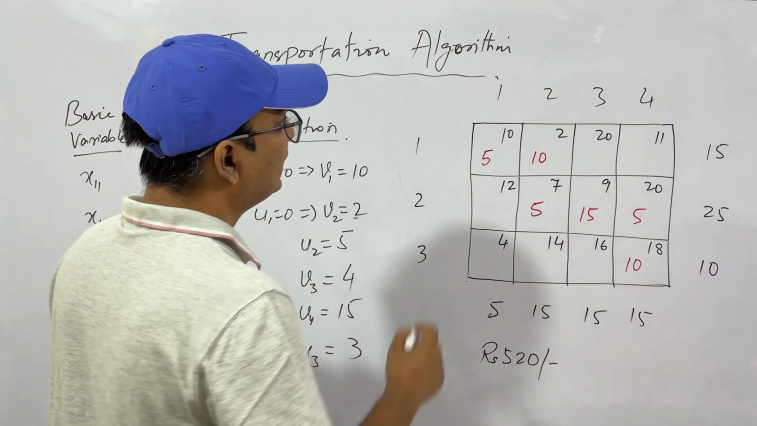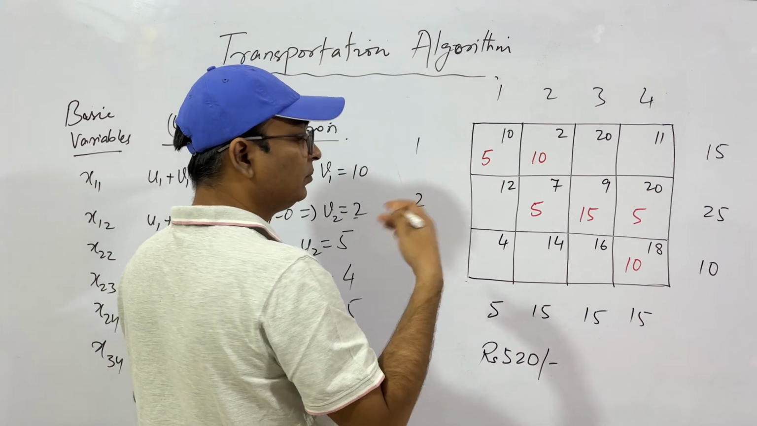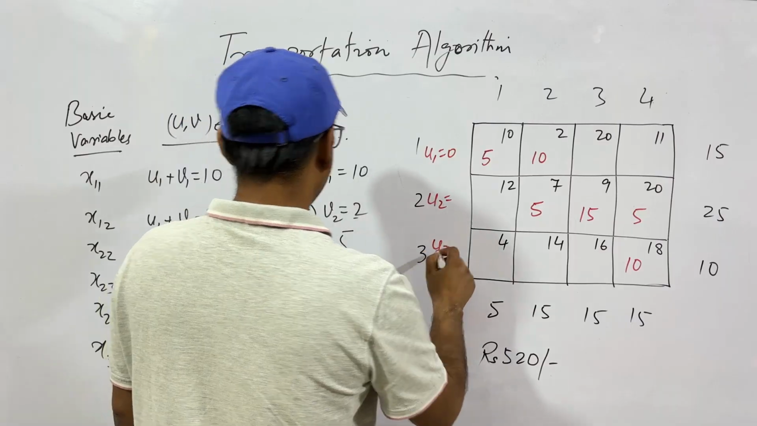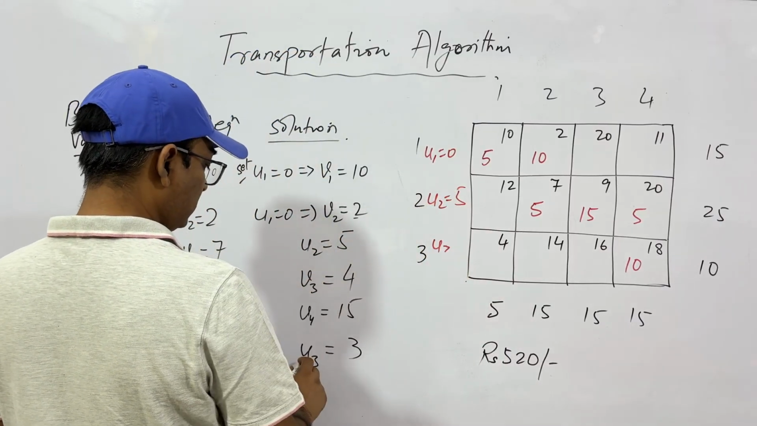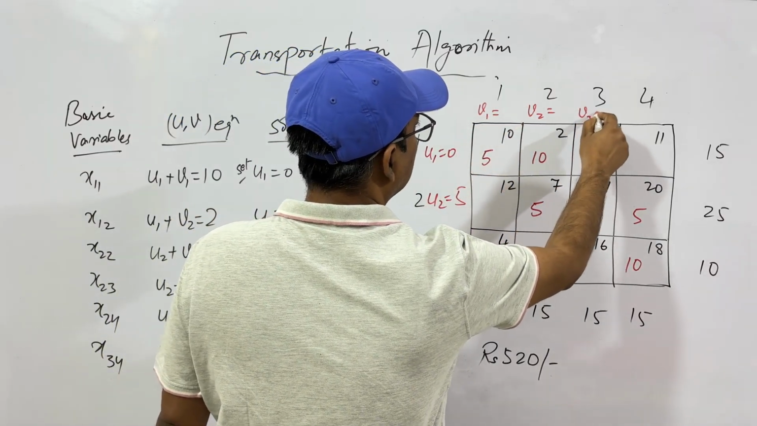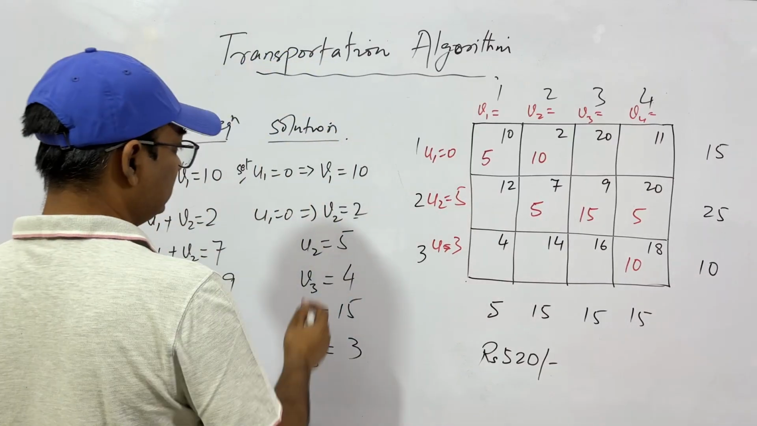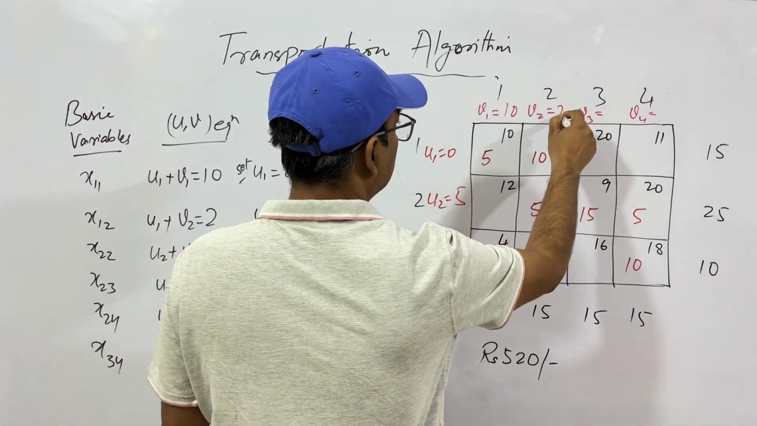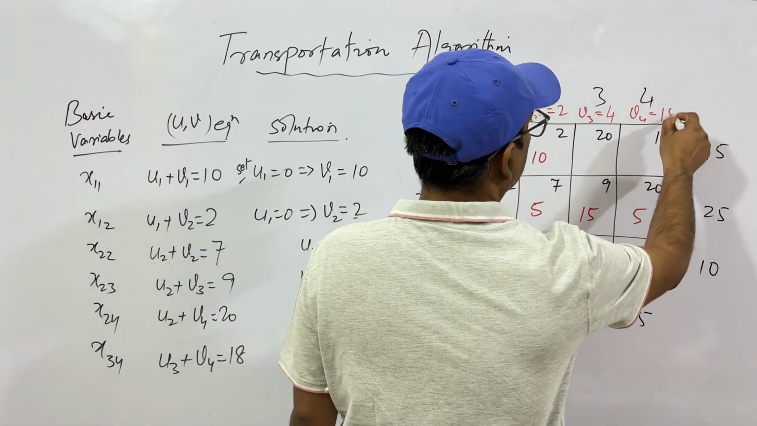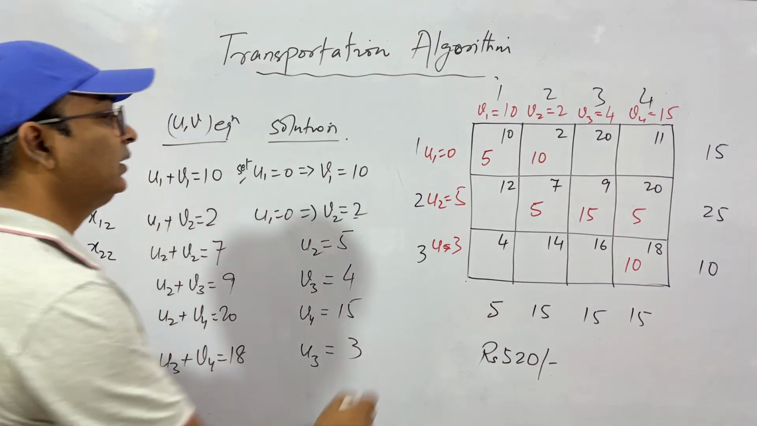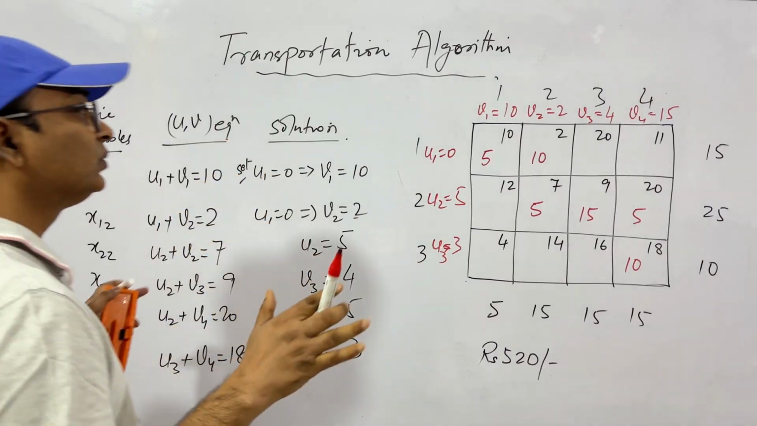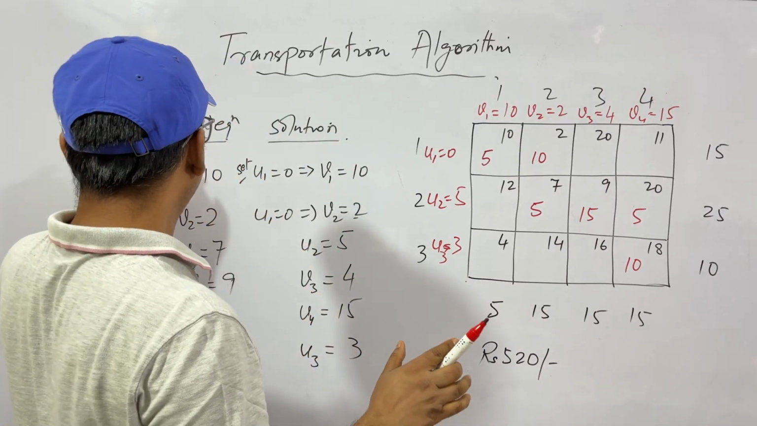What we do, we write it here. It's easier if you write it here. So u1 is 0, u2 is 5, u3 is 3. Then we have v1, v2, v3, v4. v1 is 10, v2 is 2, v3 is 4 and v4 is 15. So we have got the values of u1, u2, u3 and v1, v2, v3, v4 from the basic variables.